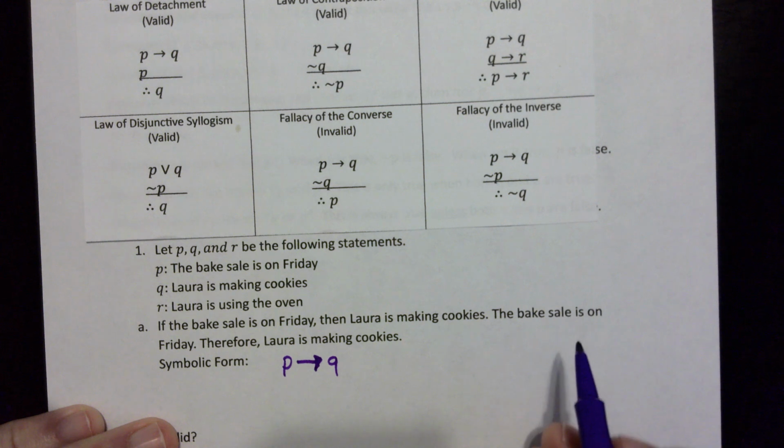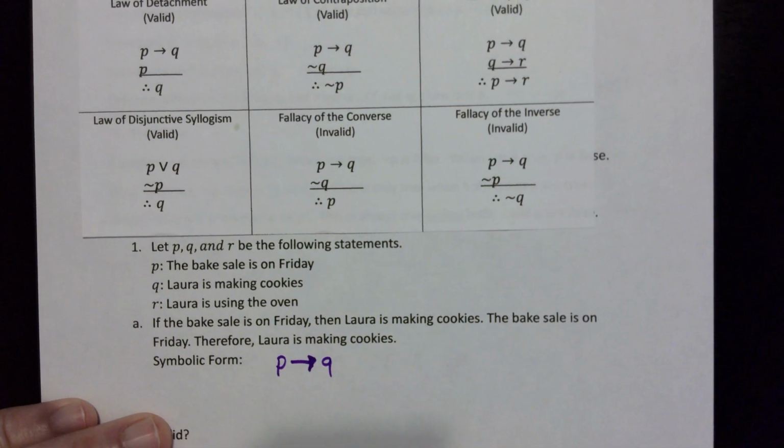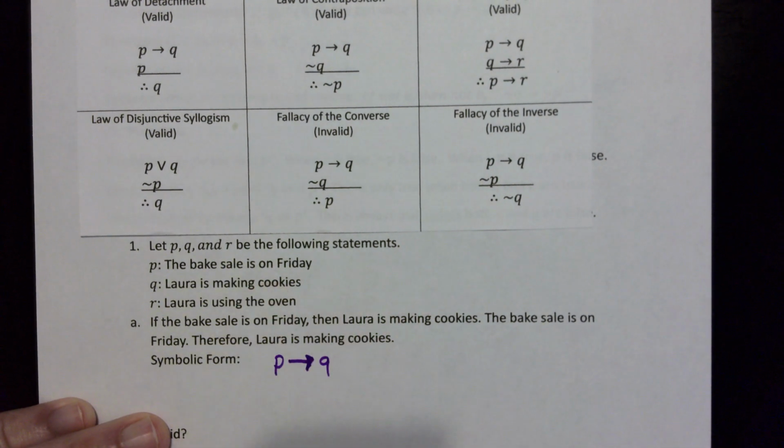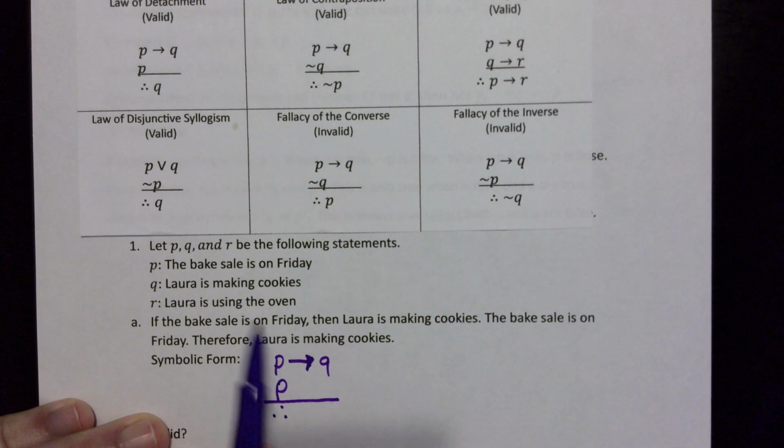Okay, so they're giving us that statement. The bake sale is on Friday. That is P, so I'll say P is true. And then we put a line and a therefore. So our statement is if the bake sale is on Friday, then Laura's making cookies. The bake sale is on Friday. Therefore, Laura is making cookies. Laura is making cookies is Q.